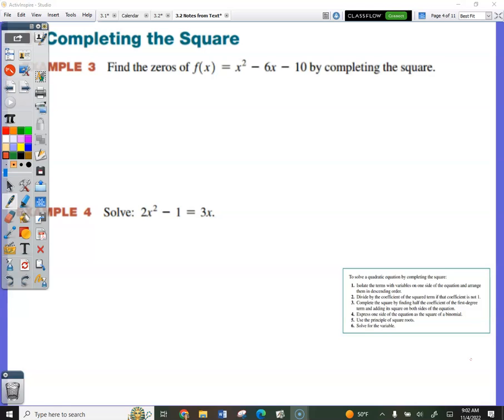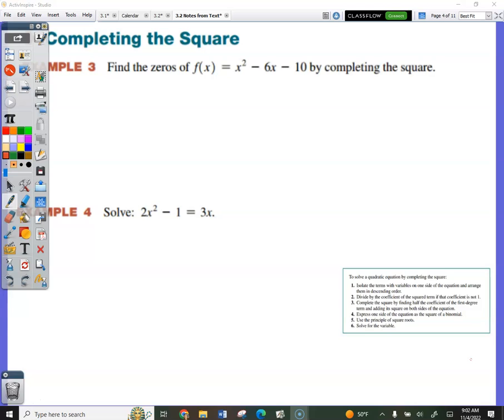This is solving by completing the square. This is going to be your least favorite. It is a memorization, and I'm trying to think. In my math lab, I'm not really sure that they have a way of knowing that you solved by completing the square.